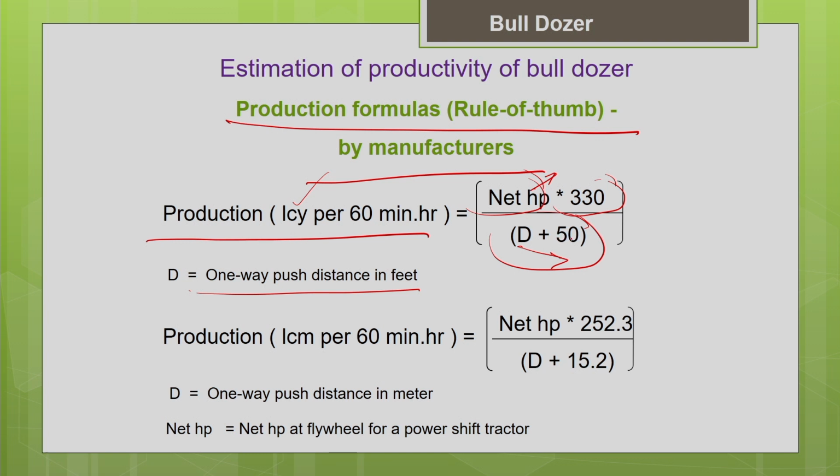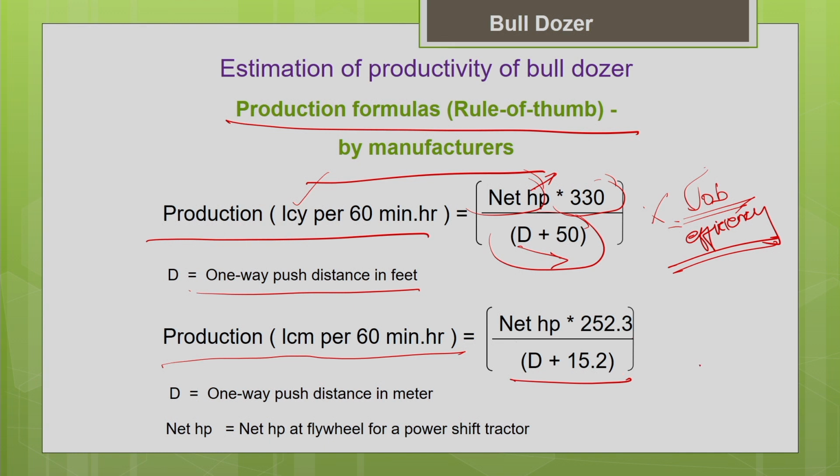So, when you use this thumb rule, according to your working efficiency or the job efficiency in your project site, you have to multiply this value with the job efficiency for your project site condition. Whether you are going to work for 45 minutes in an hour or 50 minutes in an hour, you have to apply that to this value. So, in loose cubic meter per 60 minutes hour, if you want to estimate the production, you can follow this formula: net horsepower multiplied by 252.3 divided by D plus 15.2.